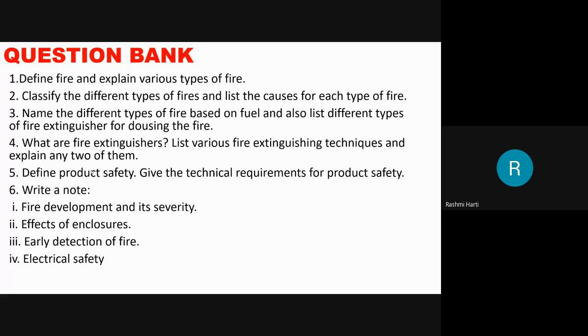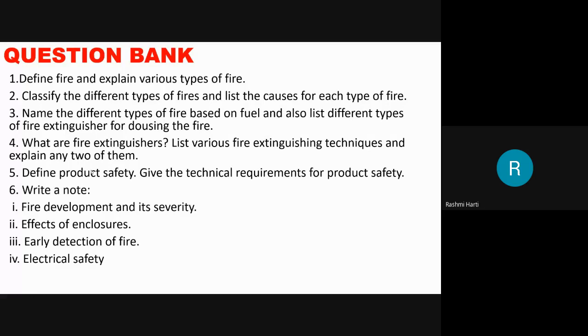This is a question bank. This particular video will be posted in the group. You can have a glance through this question bank: define fire and explain various types of fires. Classify the different types of fires and list the causes for each type of fire. Name the different types of fire based on fuel, and list different types of fire extinguishers for dousing the fire. What are the fire extinguishers? List various fire extinguishing techniques and explain any two of them.